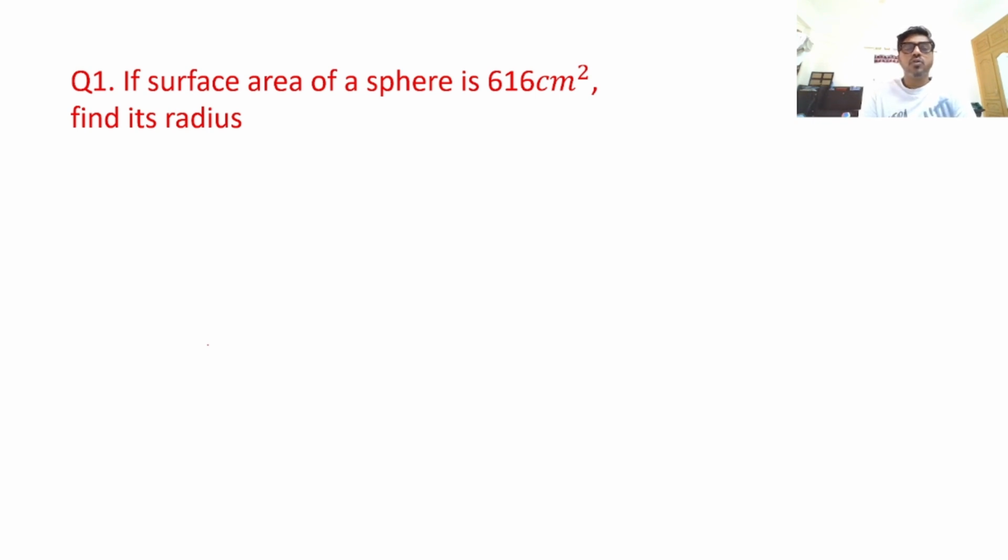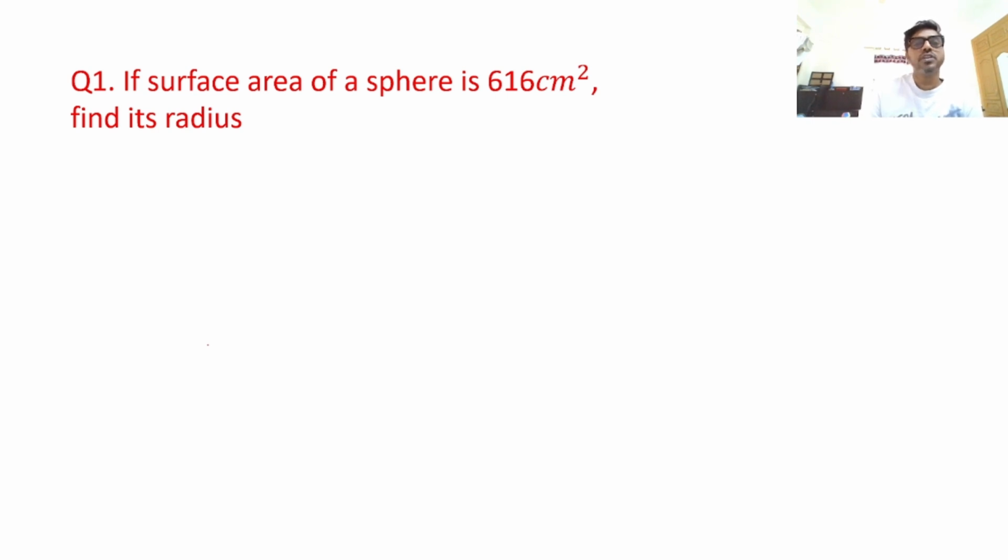So this is question number 1 in this chapter. Okay, let's read the question. If the surface area of a sphere is 616 centimeters squared, then we have to find its radius.